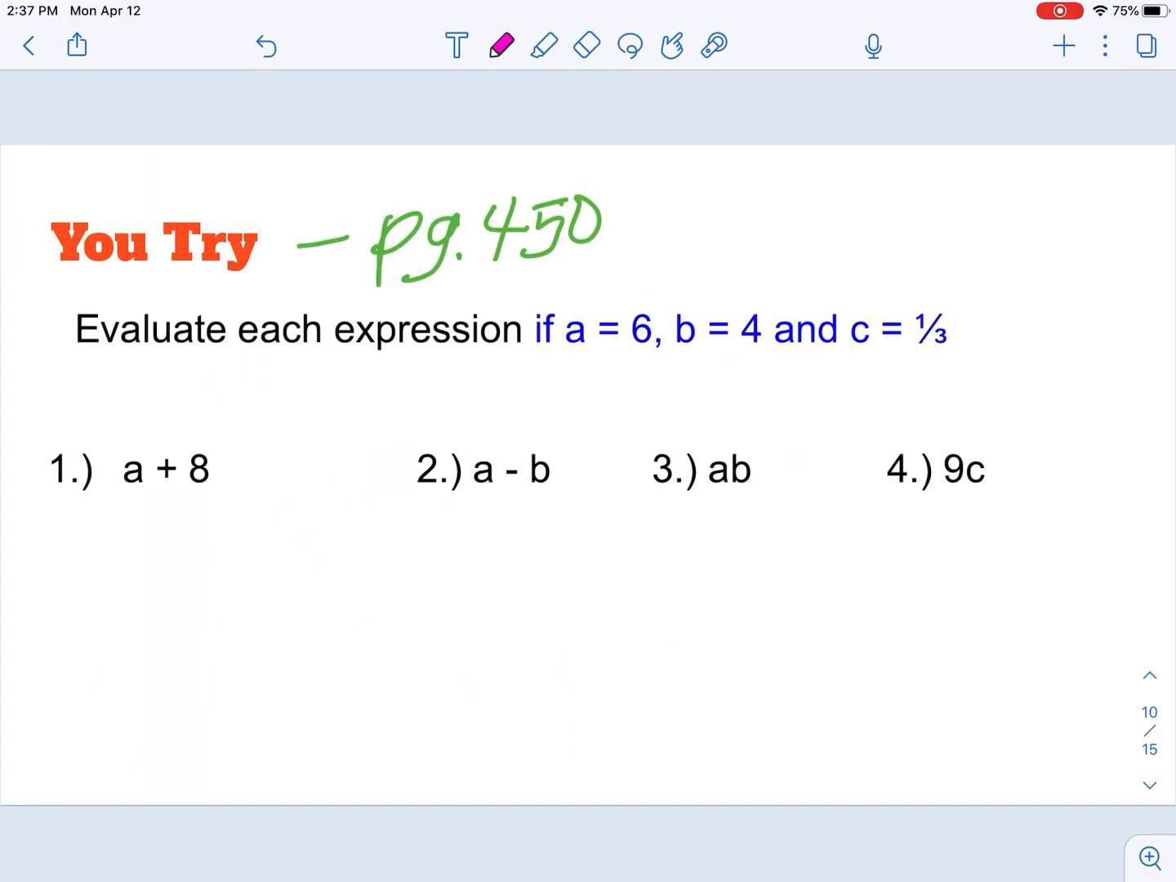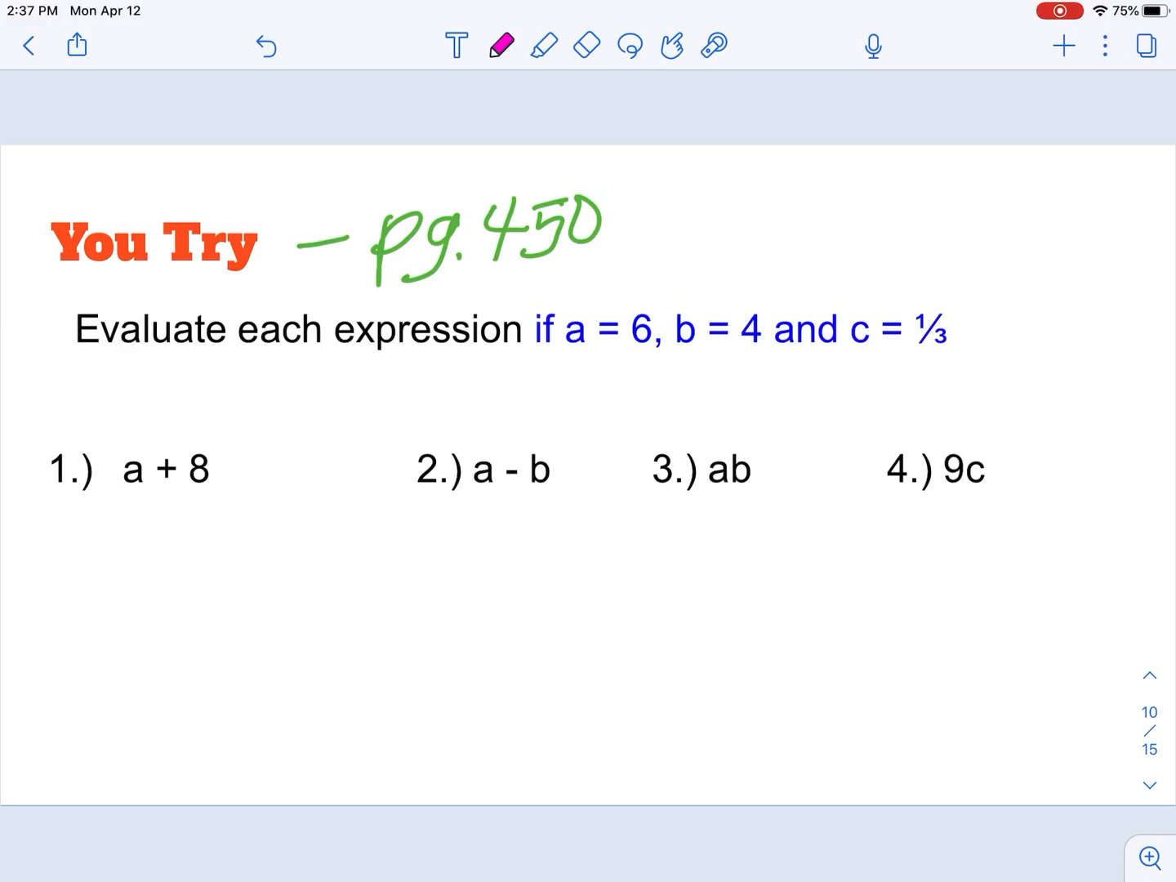I would like you to try some on your own now, so please turn your book to page 450. At the very bottom of the page, there is a got it. In your book, it will say A, B, C, and D. And go ahead and try to find the answers to those problems. Pause your video.